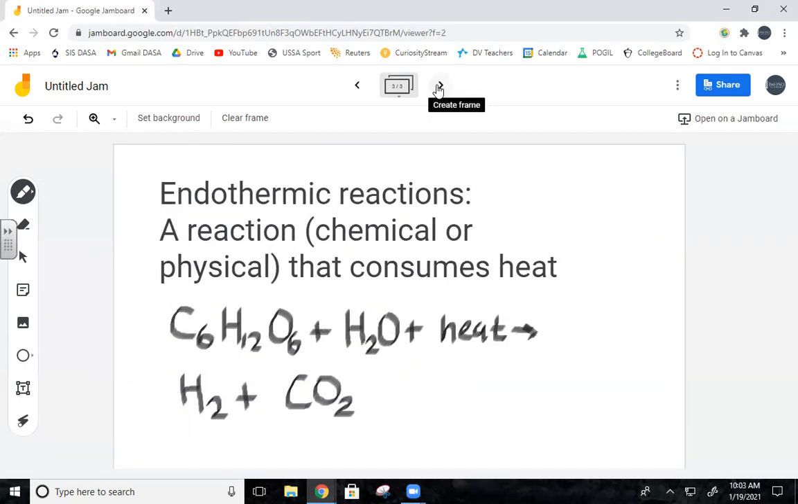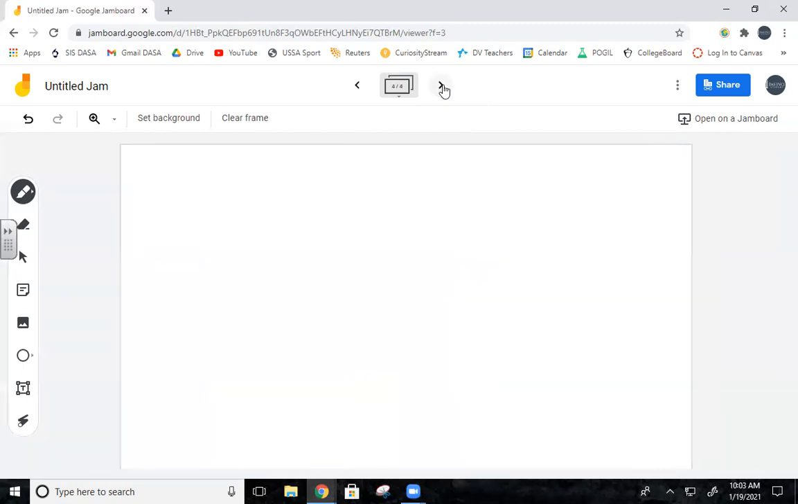So endothermic versus exothermic. Any questions about those two different types of reactions? It's pretty straightforward. Okay. So that's a little bit of an introduction there. Let's talk about a couple of other things with chemical thermodynamics, okay?